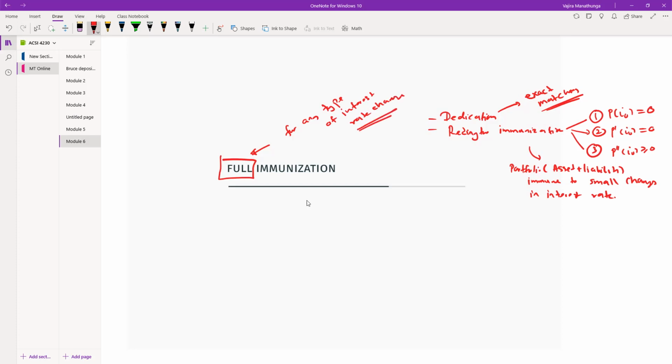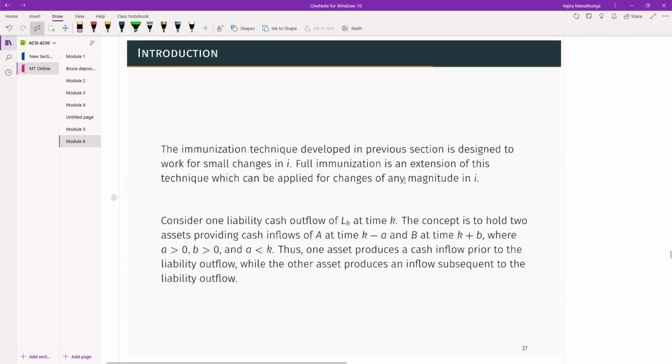We want the portfolio to be fully immune. So the immunization technique developed in the previous section is designed to work for small changes in i. Full immunization extends this technique to work for any magnitude of change in i.